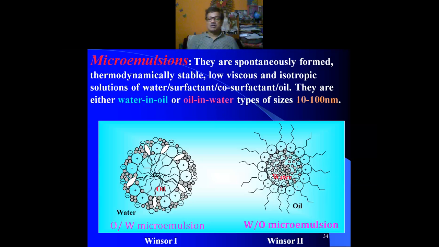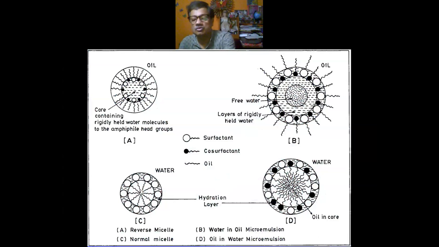So you see, there are two kinds of microemulsions. When water is the continuous medium, it is oil in water microemulsion. When oil is the continuous medium, they form reverse micelles, and some water molecules can be accommodated into it, and we call it water in oil microemulsion. This slide I already have shown to you, shared with you.